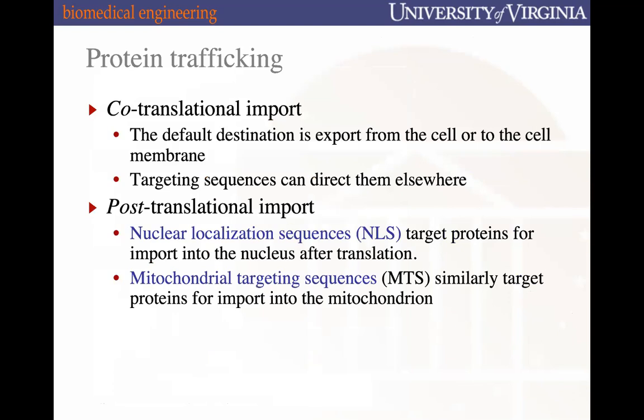And so moving on to some of the other examples of post-translational import here. A couple of the other examples are nuclear localization, as well as mitochondrial targeting. We're going to focus on nuclear localization, and then we're going to try and tackle Noonan syndrome to wrap up the lecture.